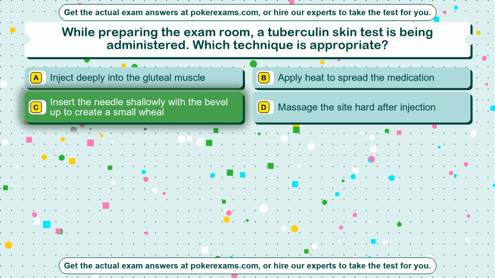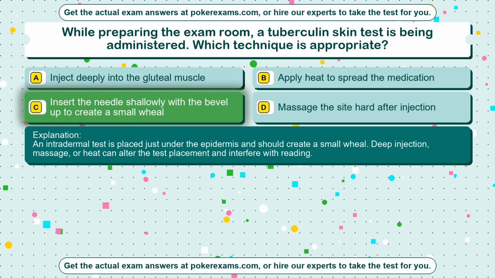The correct answer is option C. Insert the needle shallowly with the bevel up to create a small wheal. An intradermal test is placed just under the epidermis and should create a small wheal. Deep injection, massage, or heat can alter the test placement and interfere with reading.